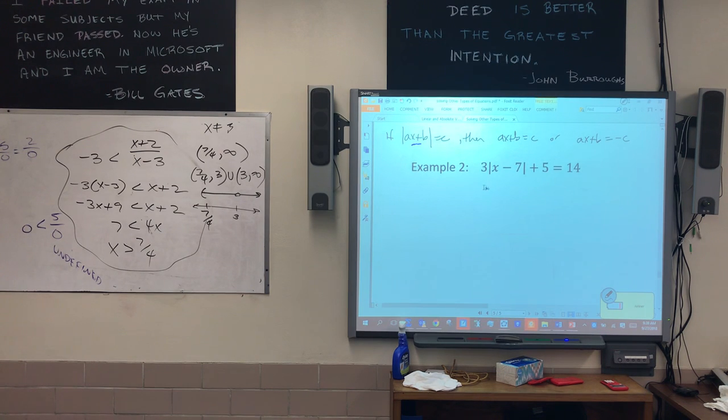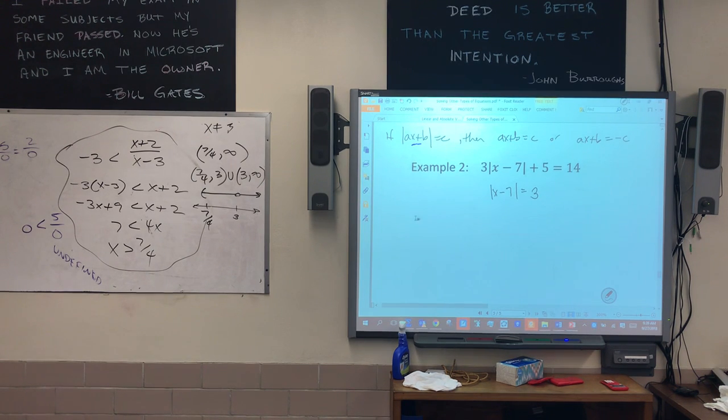So we're going to move 5 over. At the same time, I'll divide by 3. I think we can do that. I should get the absolute value of x minus 7. Okay, if we move 5 over, that's 9, right? Divide by 3 gives me 3. So that is now getting my original equation into the format that the rule is presented in.